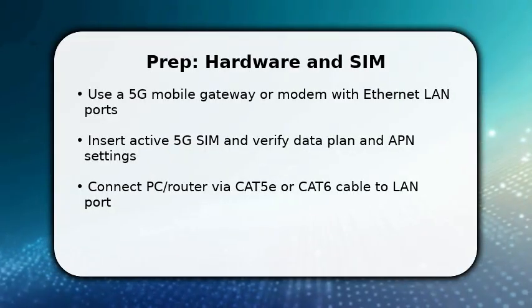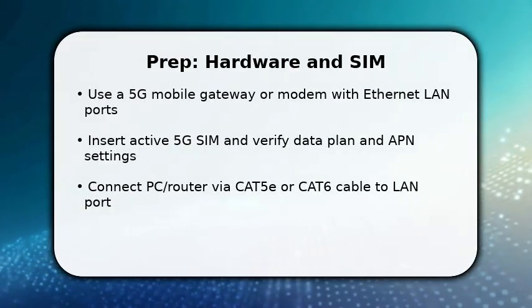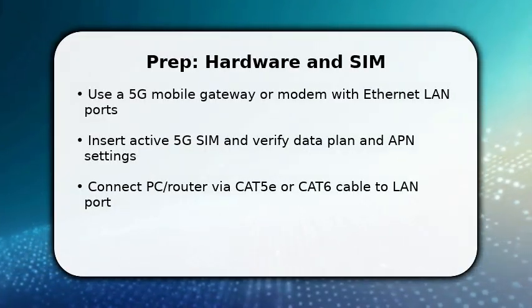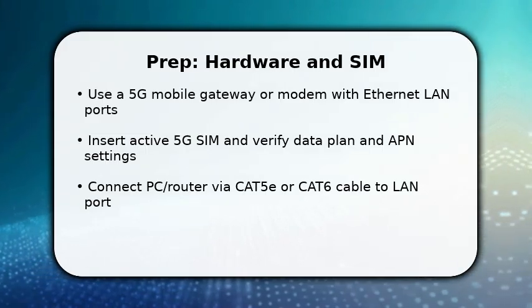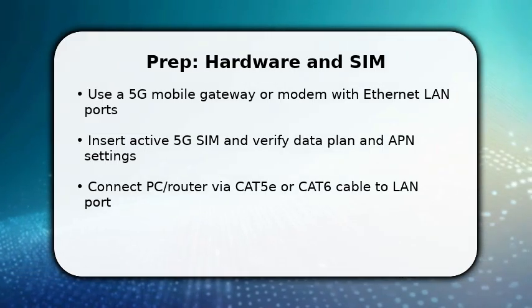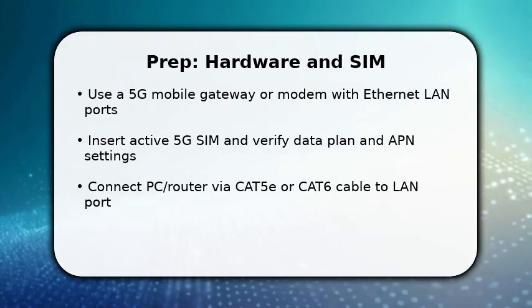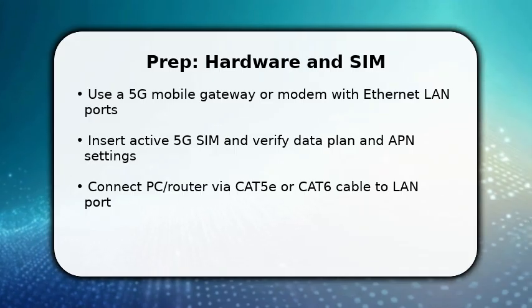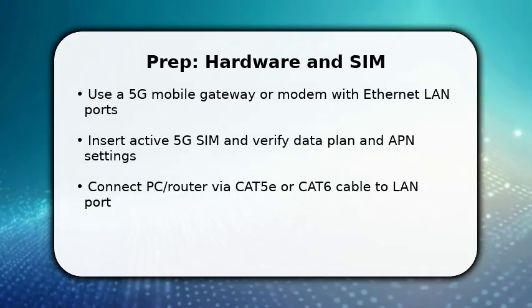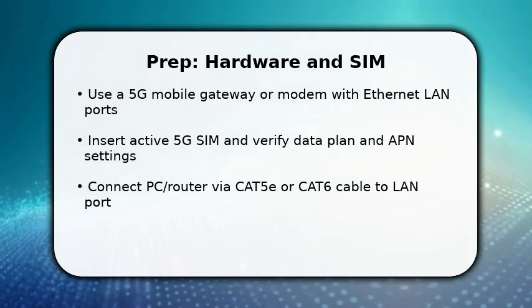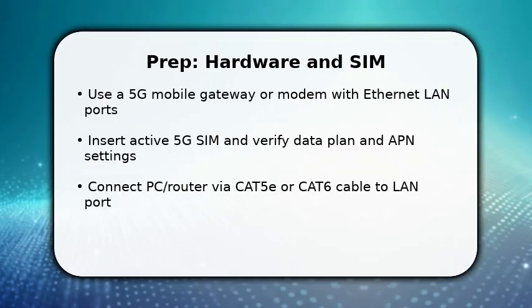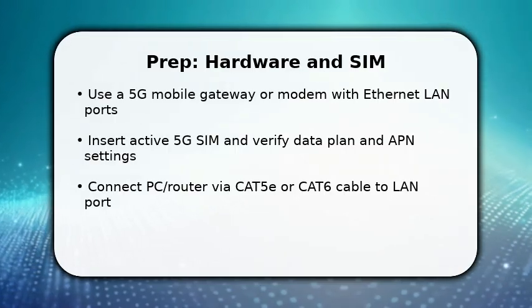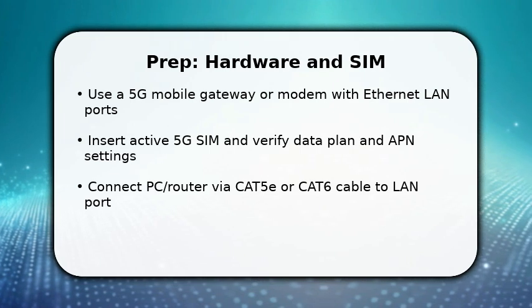You start by confirming hardware, a compatible 5G modem or mobile gateway, and an active SIM with a proper data plan. Once the SIM is inserted, power the modem and log into its web UI using the default IP. This is how you set APN and cellular mode. Make sure the modem reports a 5G NR connection and signal strength before proceeding, because linking over Ethernet only works after the modem itself has a cellular link.